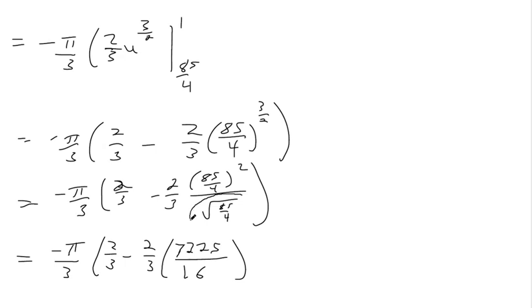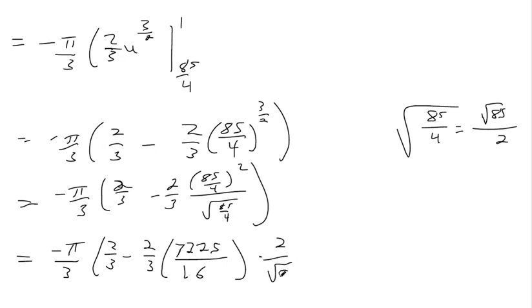And that was being divided by this, so we can multiply by the reciprocal, right? This is square root of 85 here. Square root of 85 over 4, all inside the square root. That's the same thing as square root of 85 over the square root of 4. So if I'm dividing by this fraction, I'm going to flip and multiply.